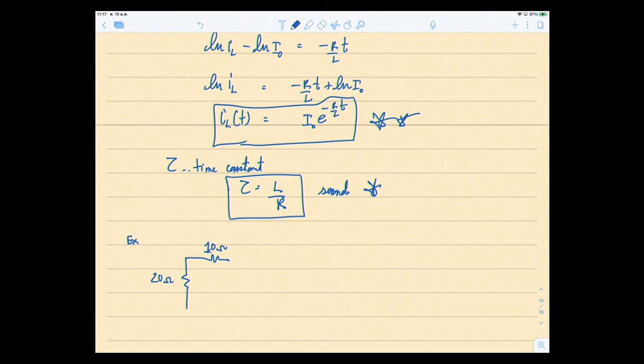Ten ohms. Switch open at t equal to 0. 100 volt.